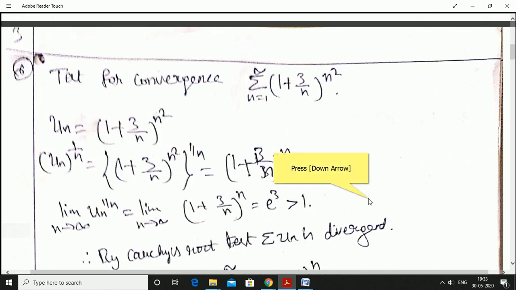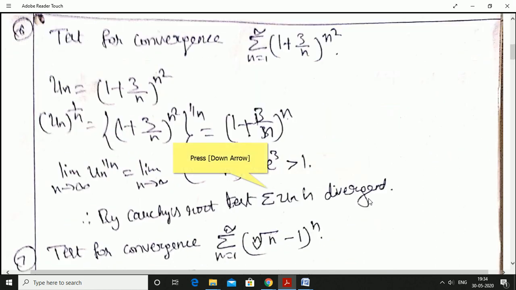Test for convergence, sigma n equal to 1 to infinity, (1 plus 3 by n) to the power n square. Here un is (1 plus 3 by n) to the power n square. Consider un to the power of 1 by n, that is equal to (1 plus 3 by n) to the power n square into 1 by n. The n cancels. Limit as n tends to infinity un to the power of 1 by n equals limit as n tends to infinity (1 plus 3 by n) to the power n.